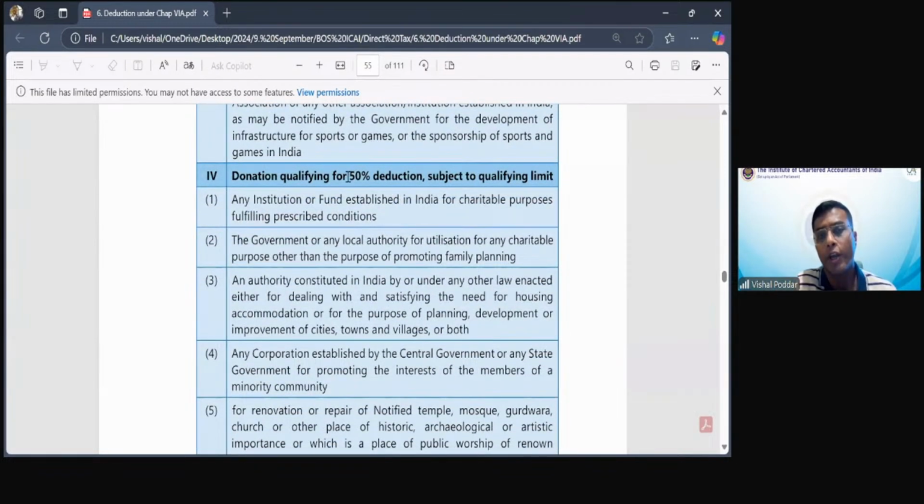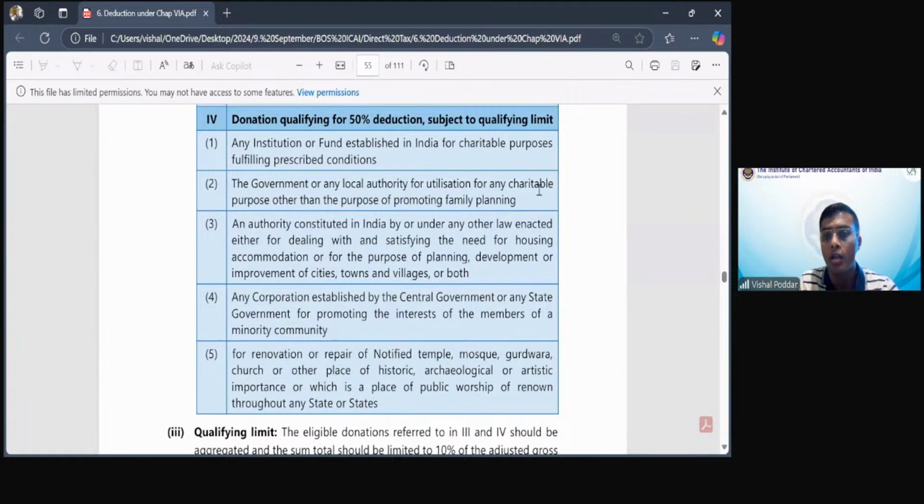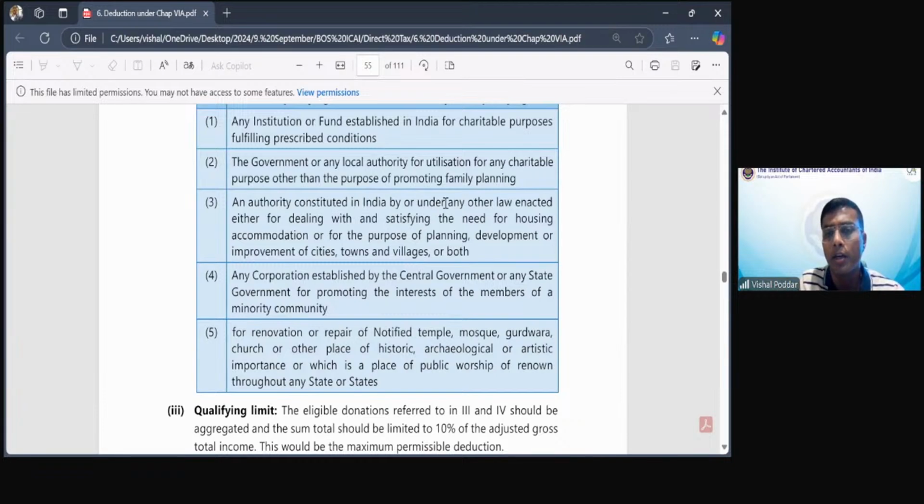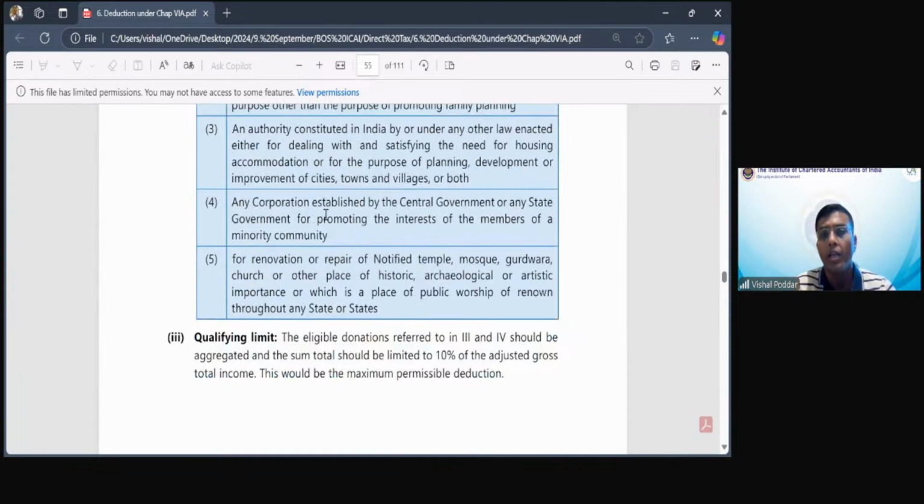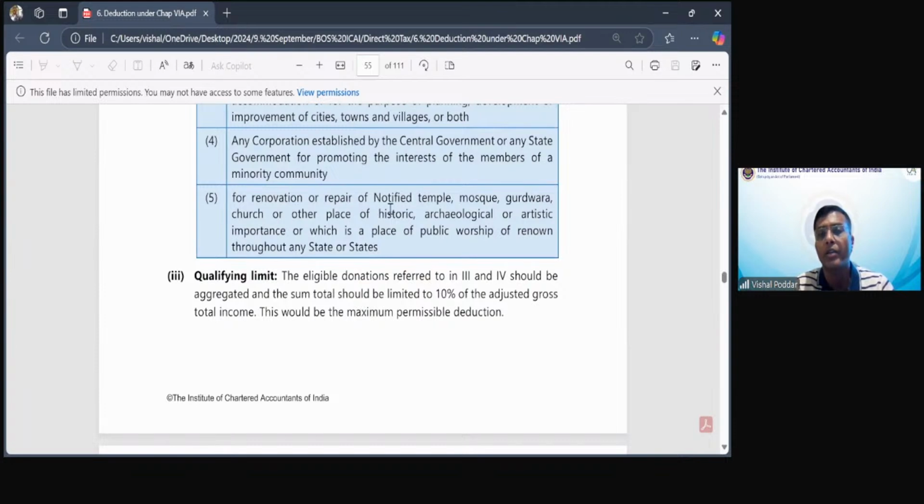Coming to the last category, where you have 50% deduction and also there is a limit. Here you will find all the institutions where we have been donating. So: institution or fund established in India for charitable purpose. Government or local authority for any purpose other than family planning, because family planning is 100. Authority constituted in India by or under any law enacted for dealing with and satisfying the needs of housing accommodation. Any corporation established by the central or state government for promoting interests of members of minority. For renovation and repairs of notified temple, mosque, gurudwara, church, etc., or places of historical, archaeological or artistic importance.